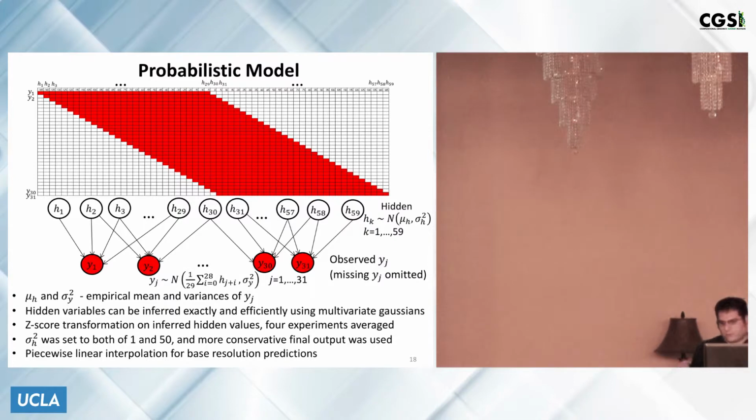In practice, we set it to two different values, a loose and a tight value, and after our inferences, we do a z-score transformation on the inferred hidden variables and then average their outputs. And just to note that the inference here can be done exactly because all these variables are normal distributions. So this becomes a big multivariate normal, and we can do inference exactly when we have multivariate normal distributions.